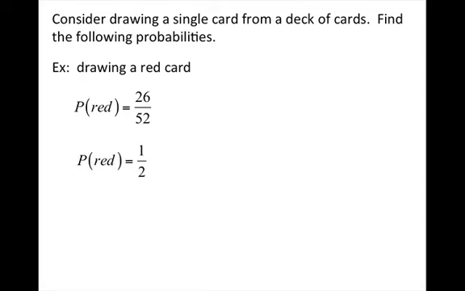So let's look at a few examples. Consider drawing a single card from a deck of cards, and I want to find the following probabilities. First, let's look at the probability for drawing a red card. Well, there's 26 red cards in a deck, and there's 52 total cards. So the probability of drawing a red card is 26 out of 52. And that reduces to 1/2. Basically, half of the deck of cards is red, so your chances of drawing a red card is 1/2.